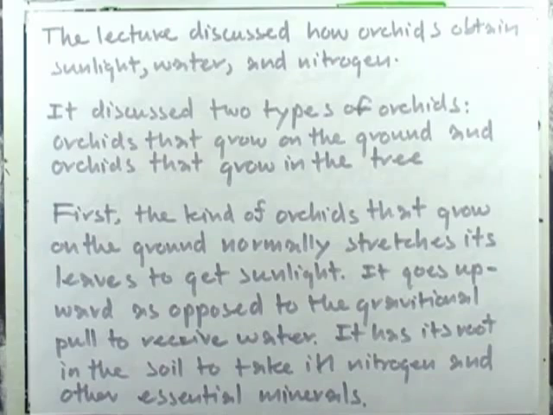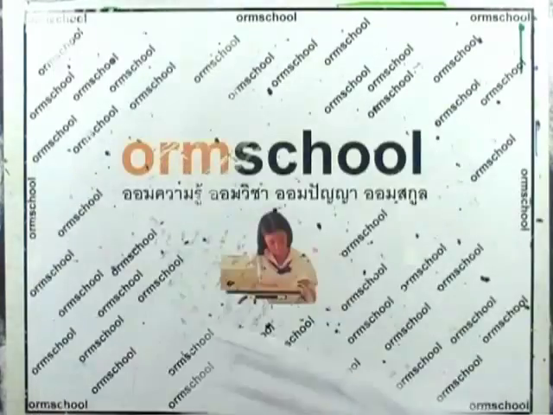It discussed two types of orchids, orchids that grow on the ground, and orchids that grow in the tree. First, the kind of orchids that grow on the ground normally stretches its leaves to get sunlight. It goes upward as opposed to the gravitational pull to receive water. It has its root in the soil to take in nitrogen and other essential minerals.